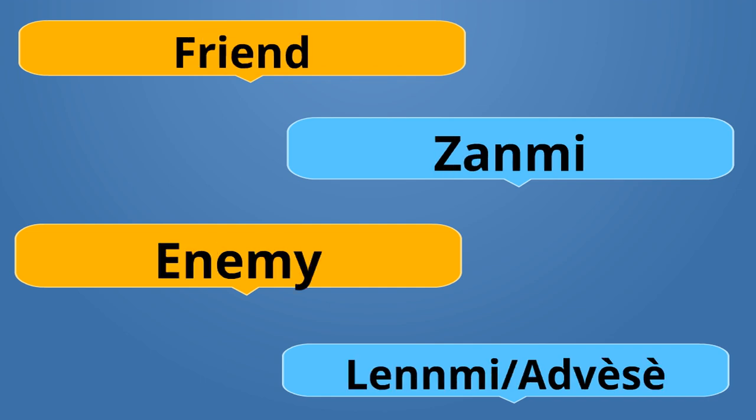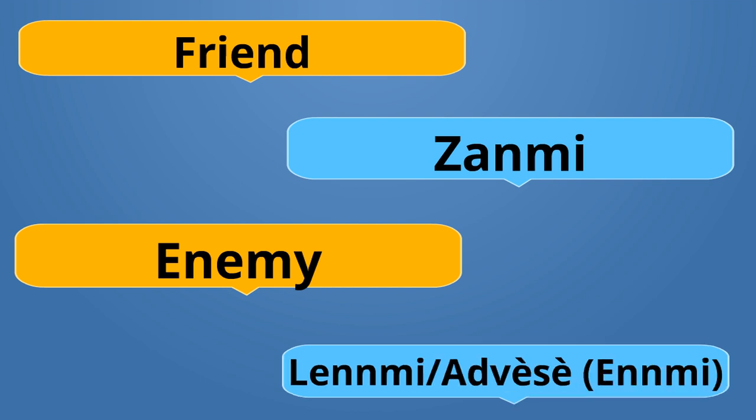Friend and enemy are opposites. Okay, for friend, we say zami in Haitian Creole. For enemy, you can say adversaire or l'ennemi. Keep in mind, when you're saying enemy in Haitian Creole, most Haitians will most likely say ennemi without the L. Most will say ennemi for an enemy.